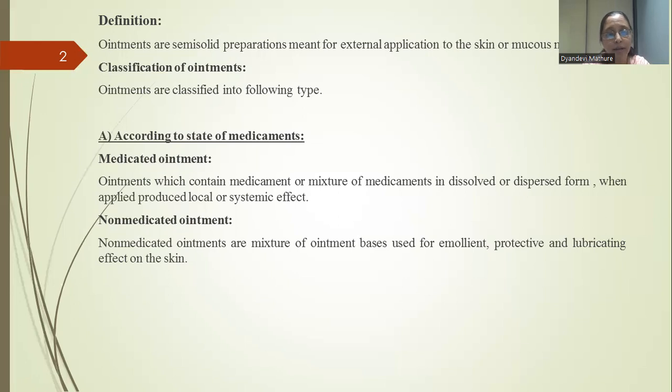Whereas what are non-medicated ointments? These are the mixtures of ointment bases which are not for a local or systemic effect. They are used as an emollient, as a protective, or as lubricating agents, having a lubricating effect on the skin, because they don't have any active ingredient or medicament. So they will not produce a local or systemic effect. So according to state of medicament, these are the two types of ointment, medicated and non-medicated.